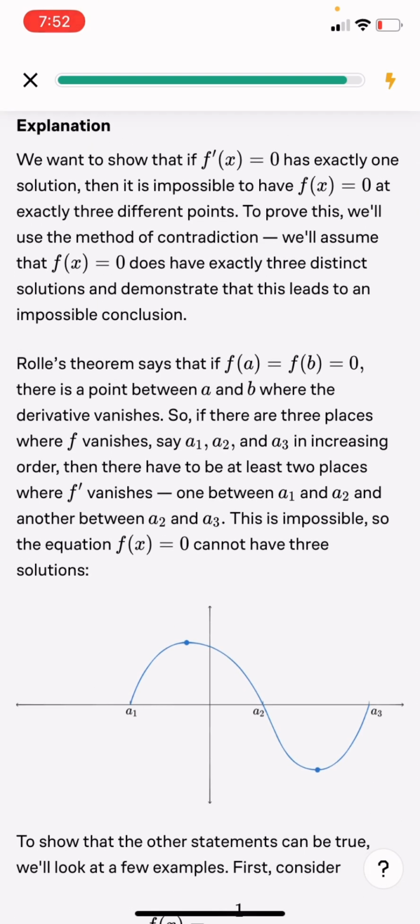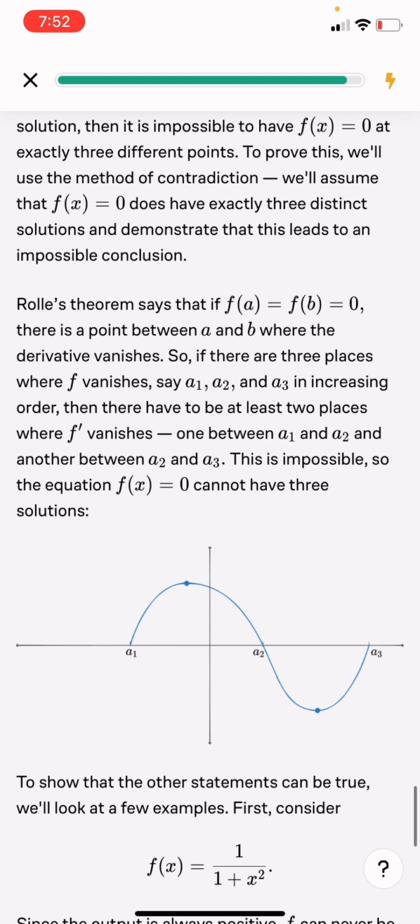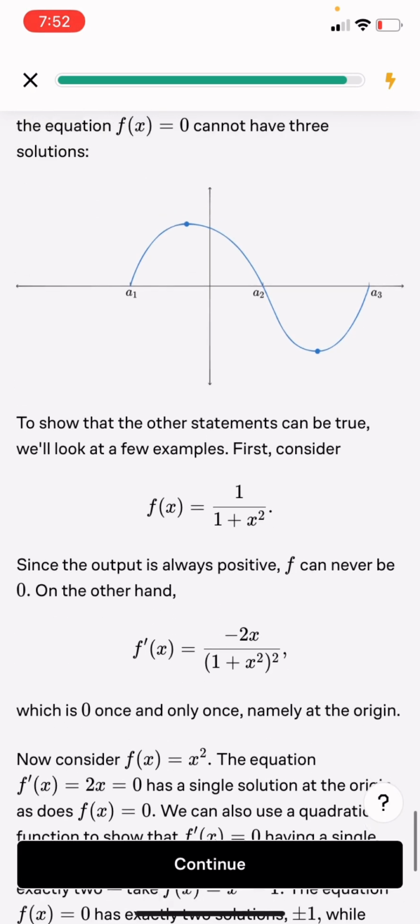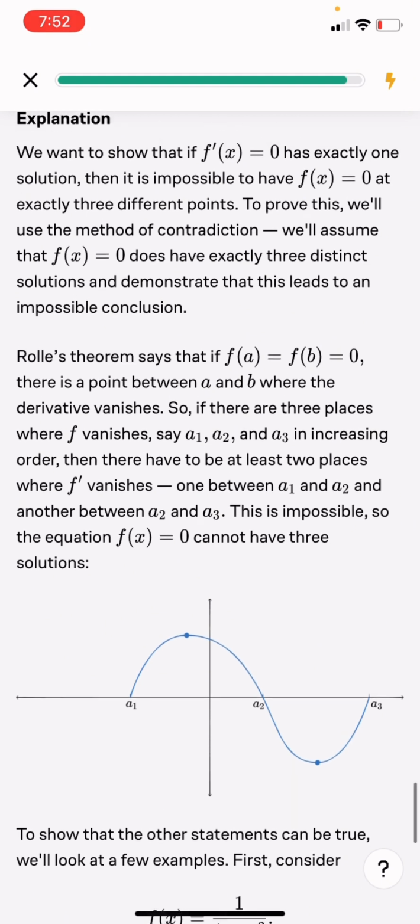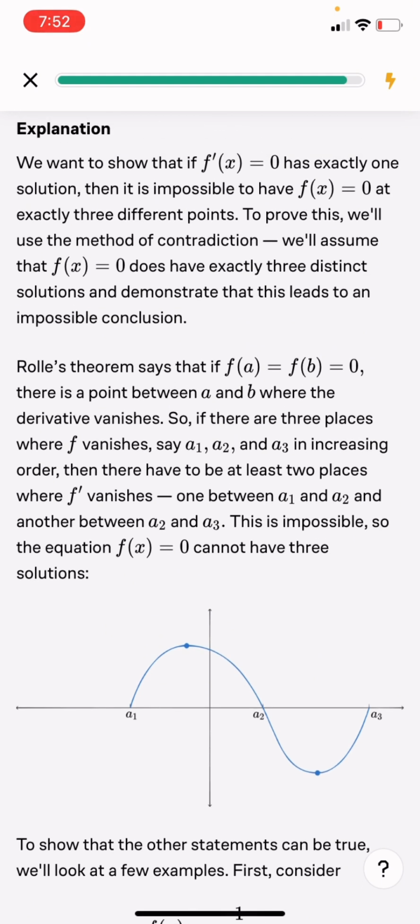Rolle's theorem says that if f(a) equals f(b) equals 0, then there is a point between a and b where the derivative vanishes. So if there are 3 places where f vanishes, say a1, a2, and a3 in increasing order, there has to be at least 2 places where f prime vanishes, one between a1 and a2, and another between a2 and a3. This is impossible, so the equation f(x) equals 0 cannot have 3 solutions.